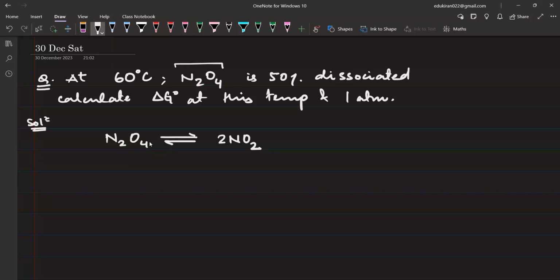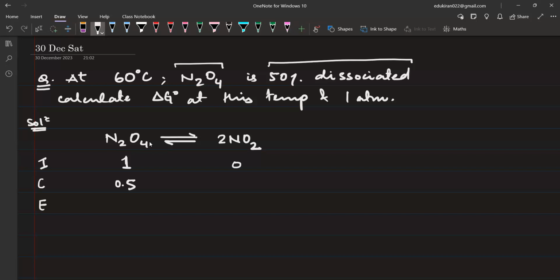Okay. Now, next thing that I can say, you can understand it like this: initial, then there will be change, and then there will be equilibrium. So initial, I will start with 1 mole of N2O4, and initially I will not have any NO2. What is the change? 50% is dissociated. That means 0.5 moles of N2O4 has been dissociated, and after dissociation it is going to form double the amount.